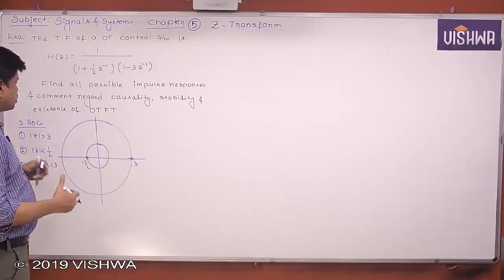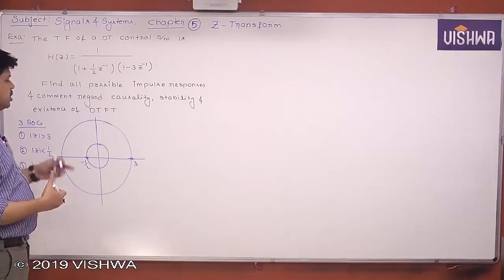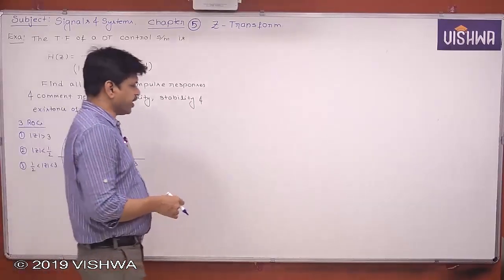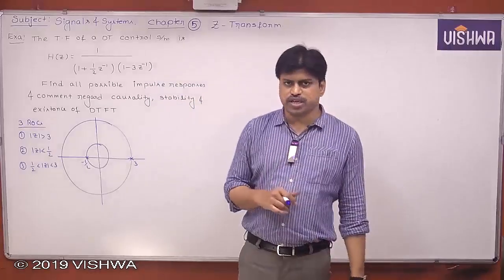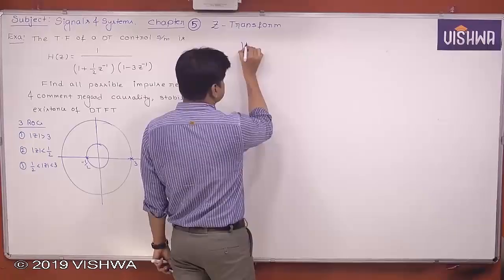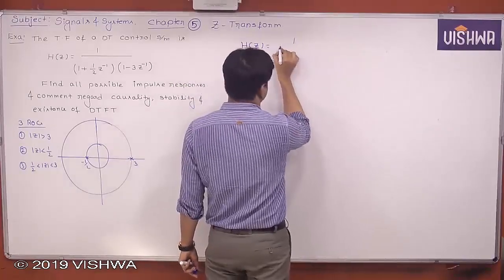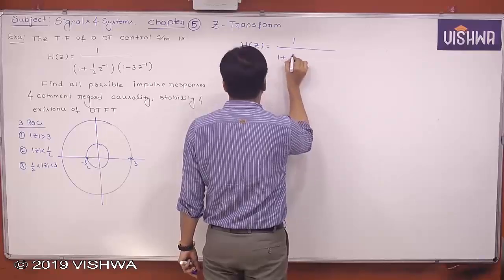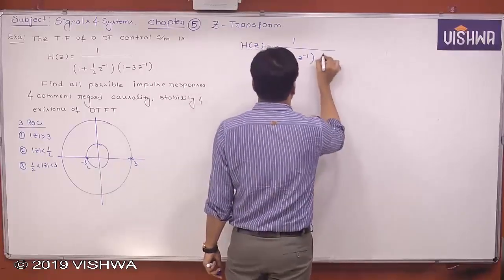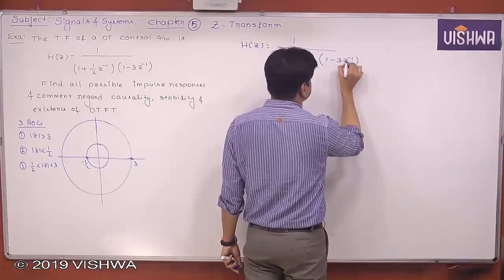Now correspondingly we have to find h of n, and comment on causality, stability, and existence of DTFT. For that, first we have to find the partial fractions. Whenever H of z is given like this, how do we calculate the partial fractions? H of z is 1 plus 1 by 2 z inverse, over 1 minus 3 z inverse.